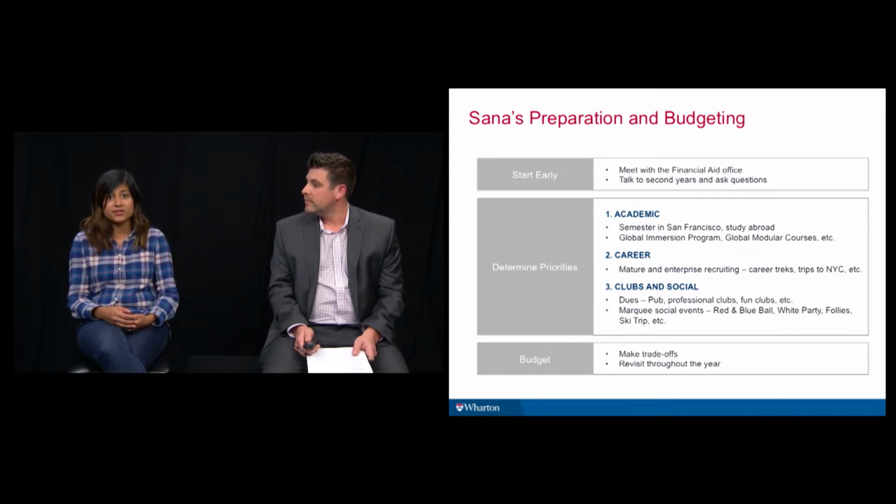And everyone's priorities are different. For me, I knew my first year I wanted to experience all of those things. I know that maybe next year, I may not participate again in Red and Blue Ball, or I may not pay the dues for some of the professional clubs that I paid for this year, but that was all taken into account in advance.